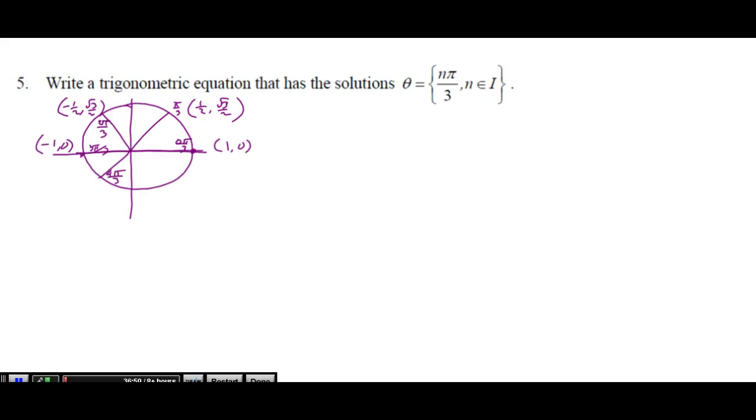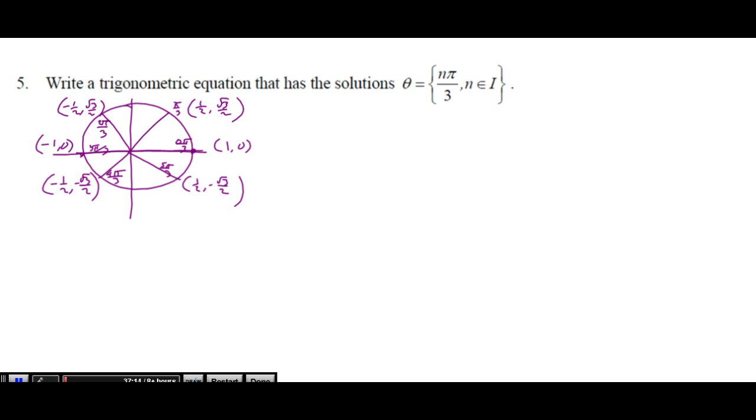4 pi over 3, right? After 3 pi over 3 comes 4 pi over 3. And 4 pi over 3 is just negative 1/2, negative root 3 over 2. And then we've got 5 pi over 3, which will be at 1/2 and negative root 3 over 2. And we've got 6 pi over 3, and we just keep going, right?